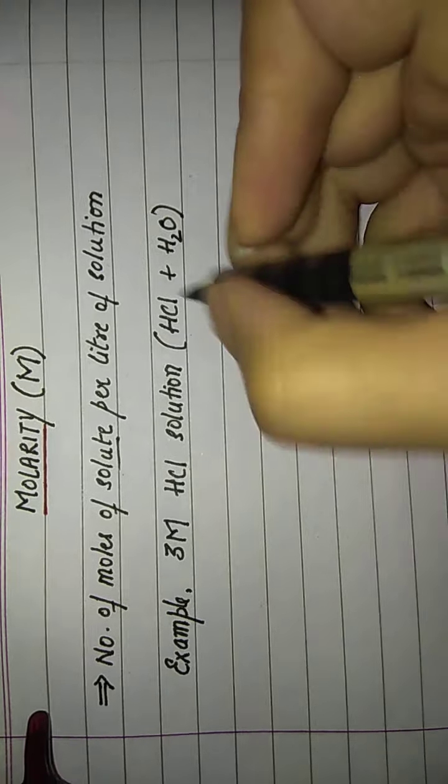The other information that I have is the volume of the solution. Volume of the solution is equal to 1 liter, as it says in the definition of molarity, number of moles of solute per liter of the solution. So this is the volume of the whole solution. It is equal to 1 liter. Fine. Let us have another example.